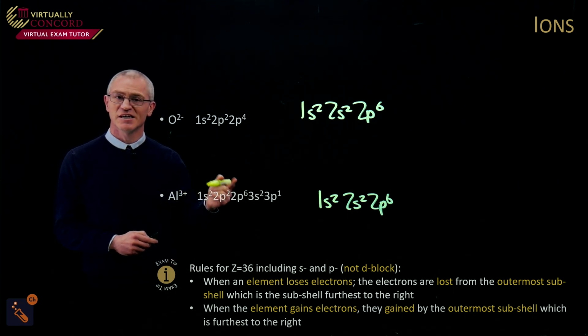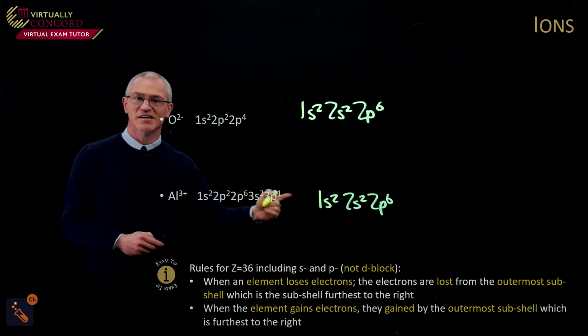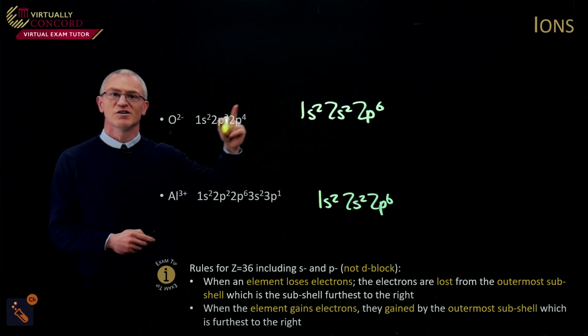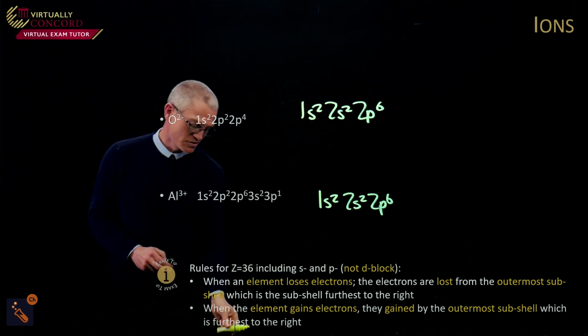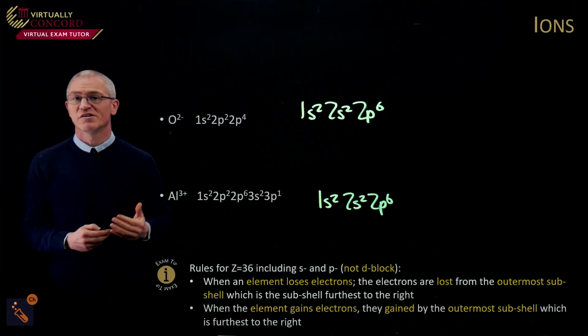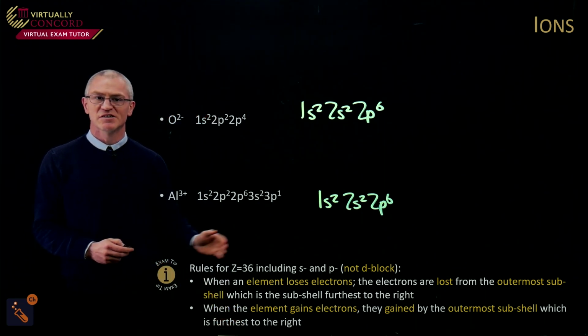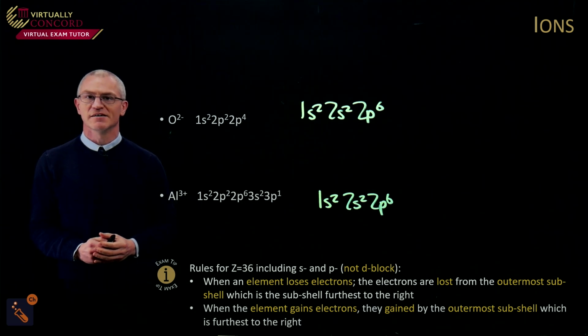And so the interesting thing about both those is that they have the same configuration, okay, but they are different ions. So you would label it as aluminium 3+, then give that configuration, oxygen 2-, then give that configuration. And that is how you do ions for period 1 and period 2. Remember, later on we will talk about the D block in another video.